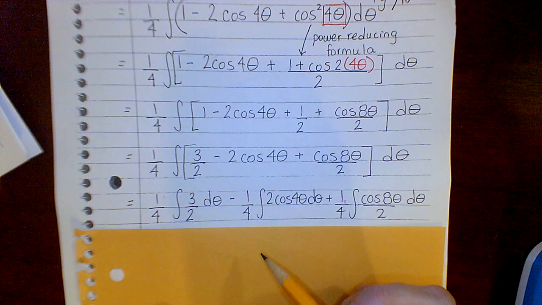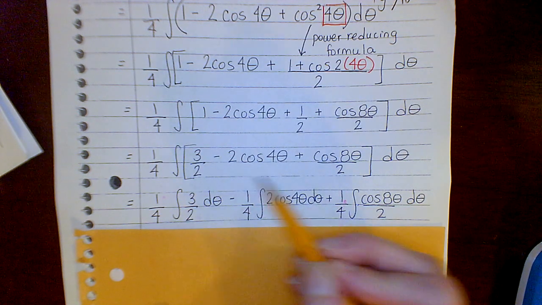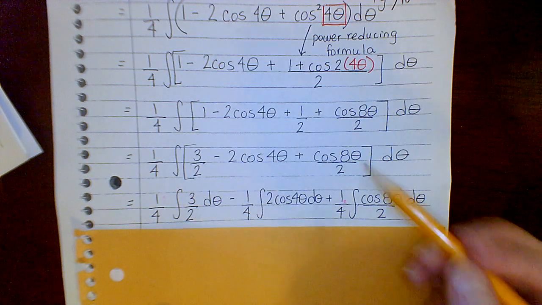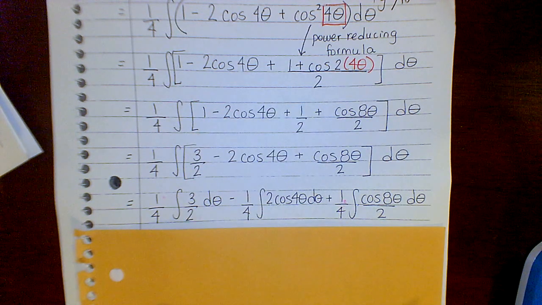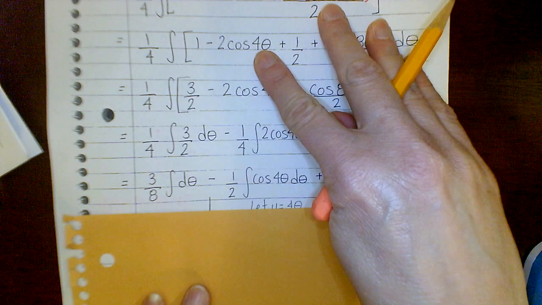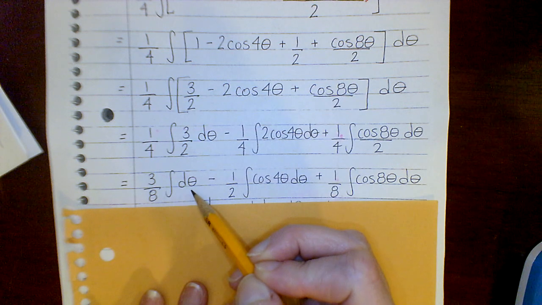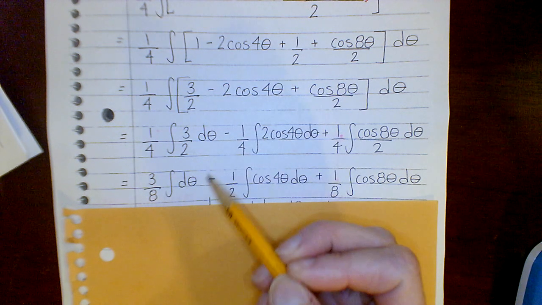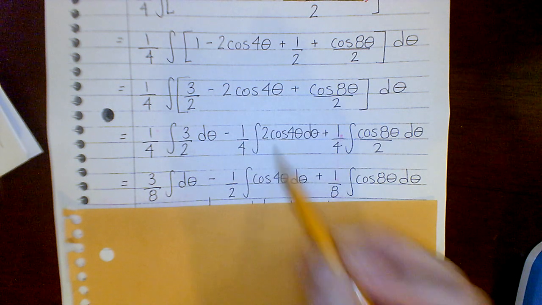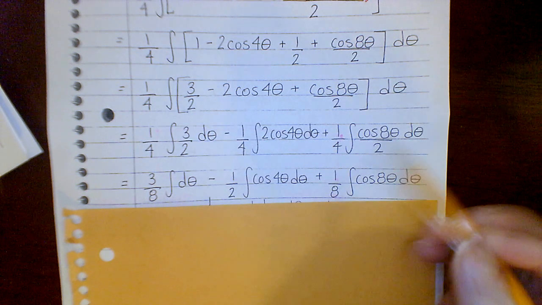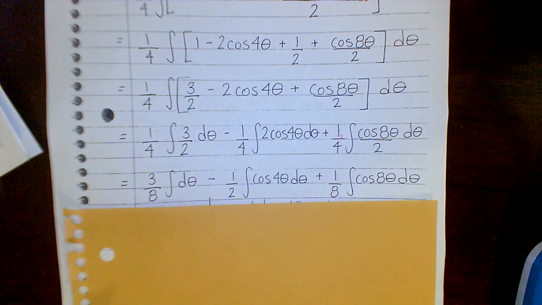No big deal. 1/4, and then we got this integral of minus 2 cosine 4 theta, and then we've got the 1/4 and the cosine 8 theta over 2. Alright, so that one's just going to be 3/8 and then the integral of d theta. Okay, that's just going to be theta. This one, 2/4, is the same as 1/2, so I just have to integrate cosine 4 theta. And then taking this 2 out, it's going to give me a 1/8, and I'm going to integrate cosine 8 theta.